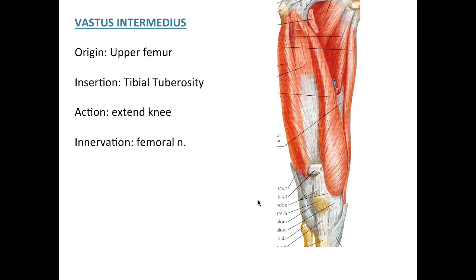Now we cut that rectus femoris out of the way so we could see our vastus intermedius. This is just originating from a general region of the upper femur. It's reaching down to insert into the tibial tuberosity. It'll extend the knee and be innervated by the femoral nerve.